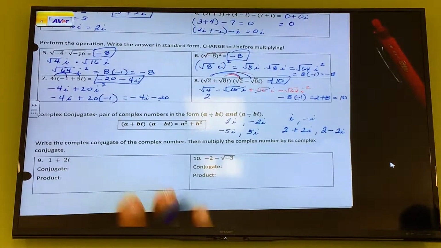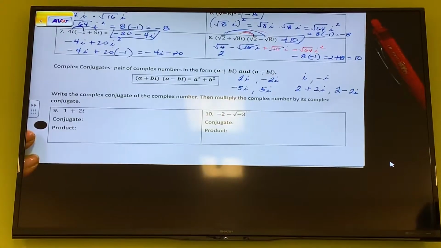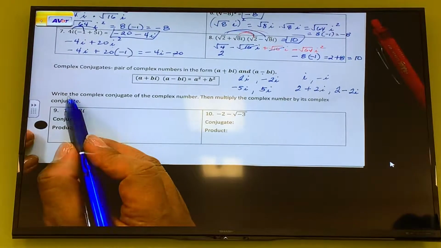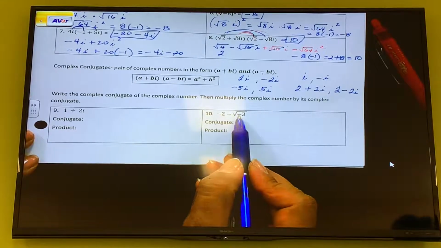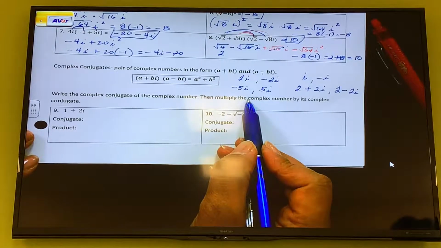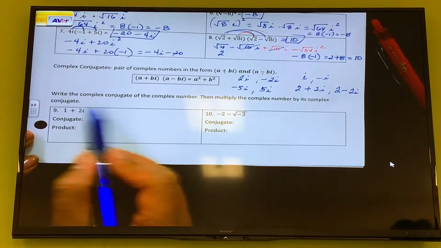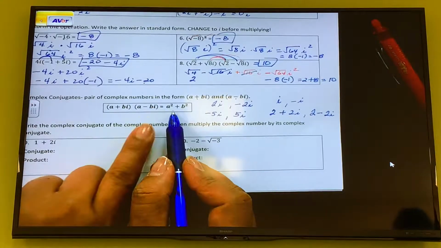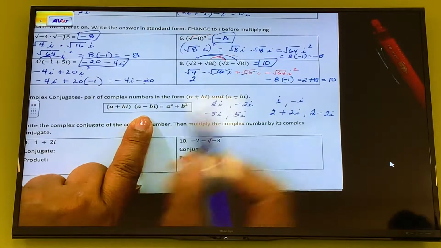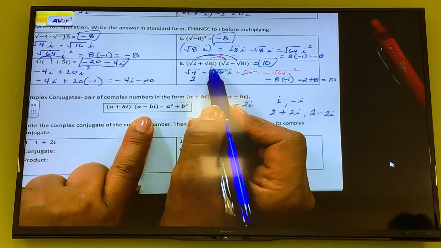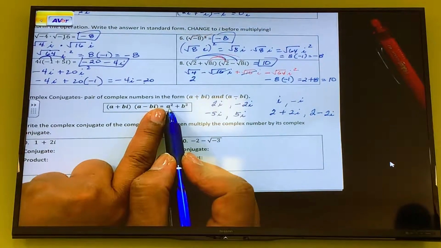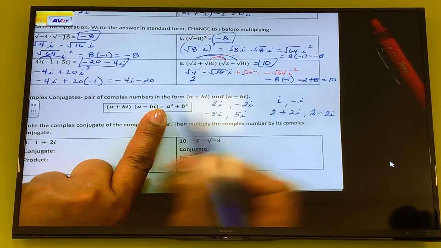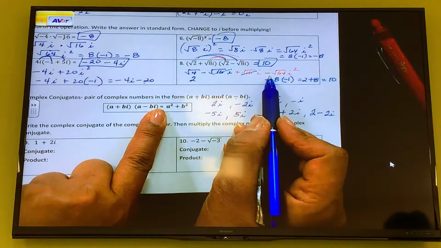Okay, in number 9 and number 10, we're asked to write the complex conjugate, and they give us the complex number. Then we're going to multiply the complex number by its complex conjugate. Because when you multiply, like number 8, a complex conjugate, you only do a squared plus b squared. In other words, there's a formula to find it without doing all the FOILing.